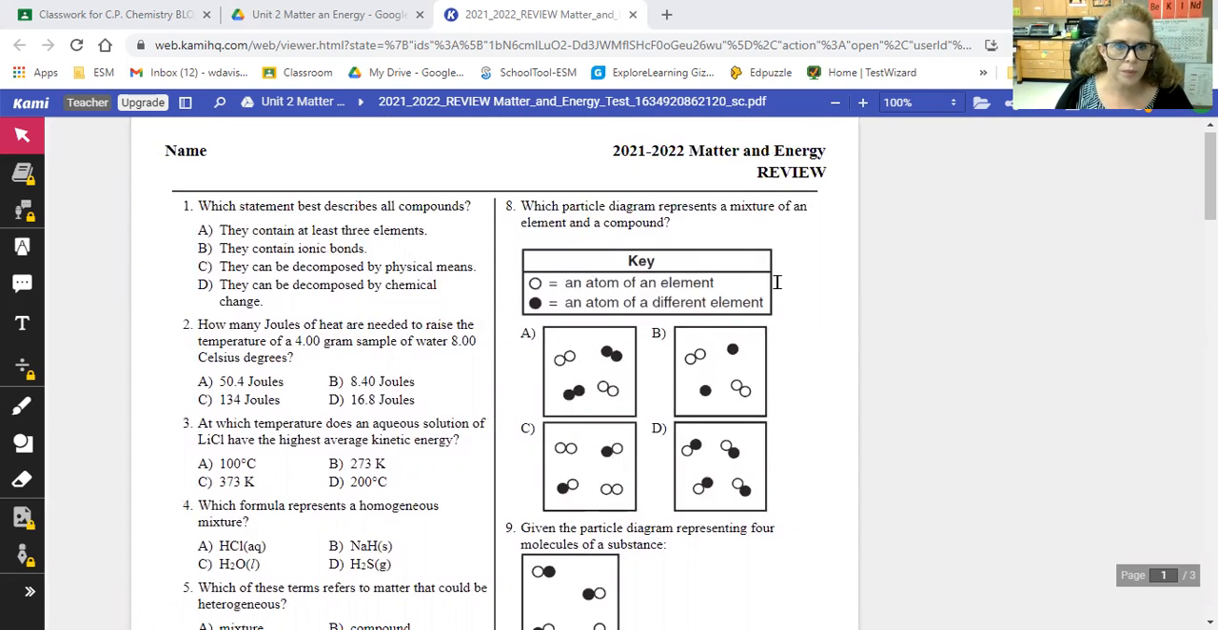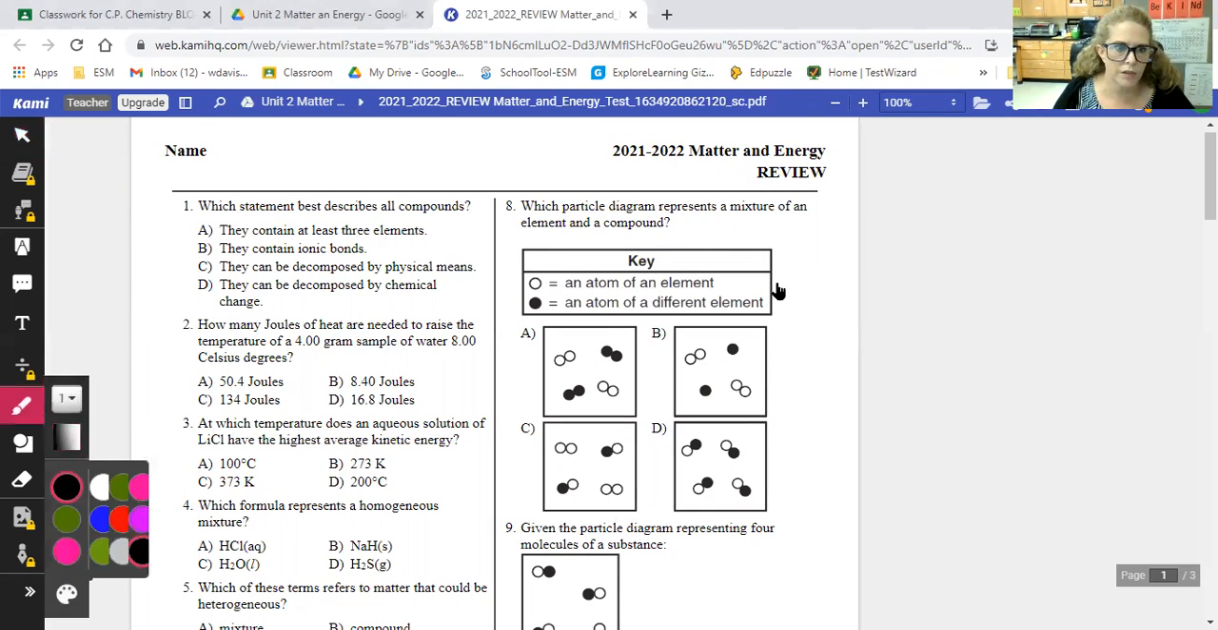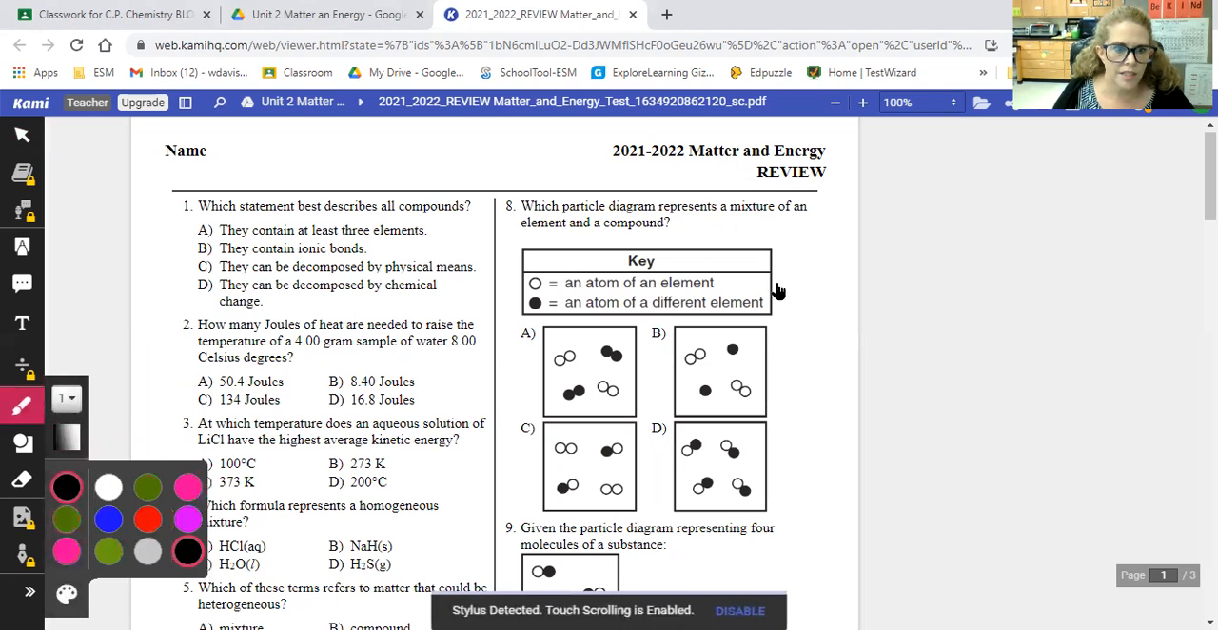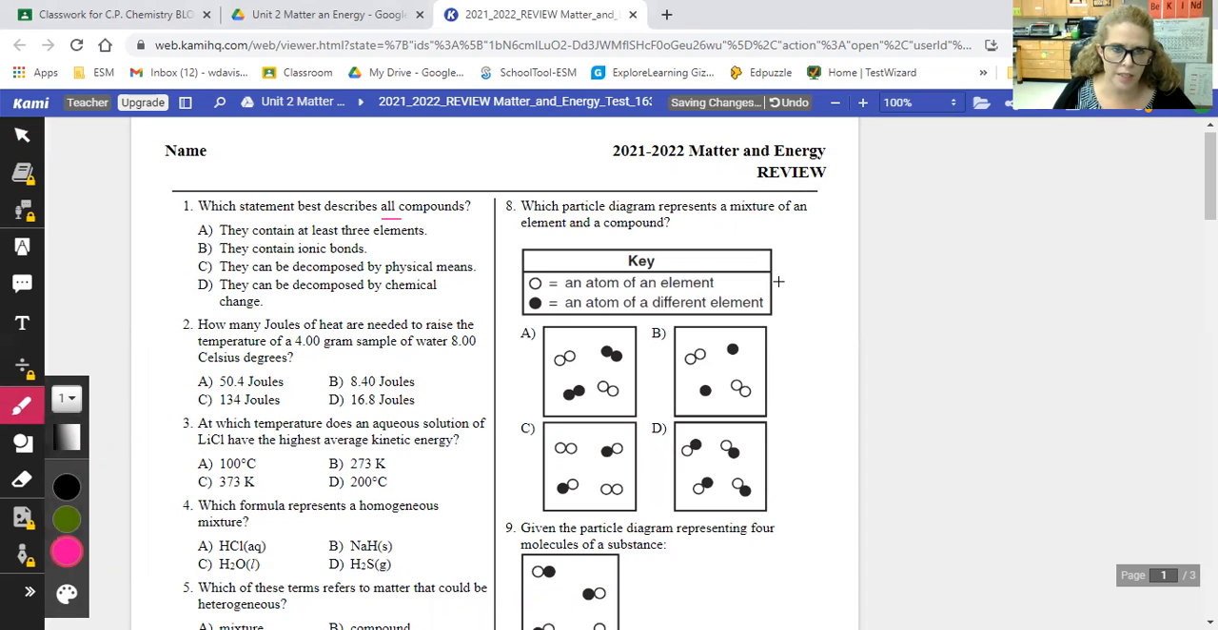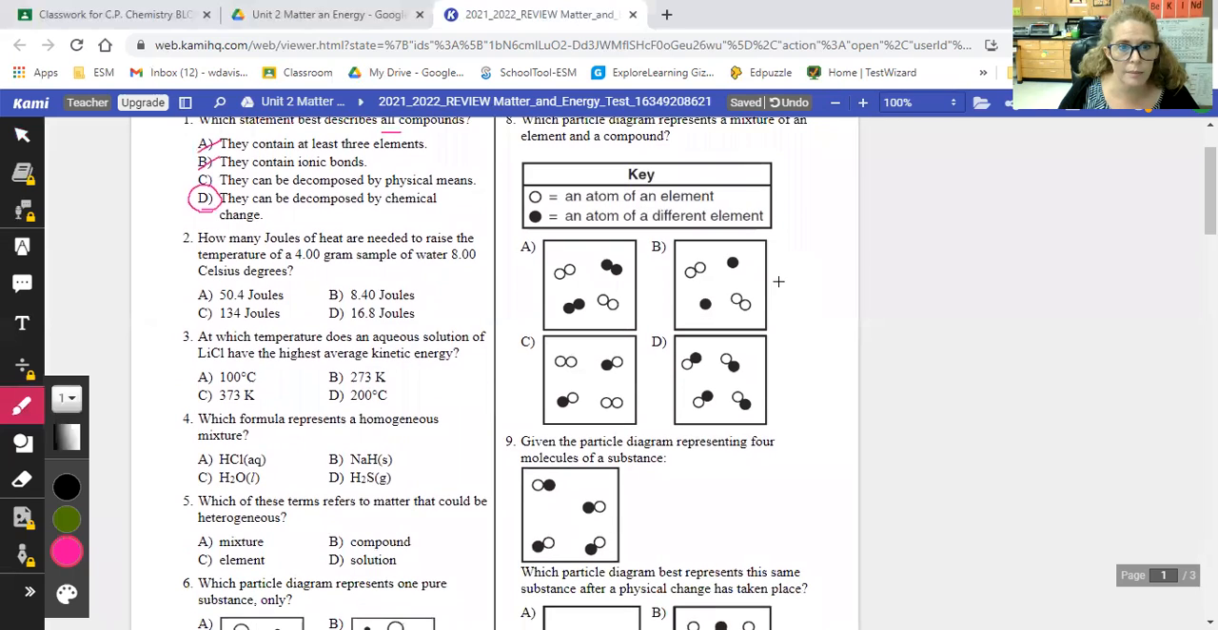So question number 1, which statement describes all compounds? Right, so it says all compounds, so making sure that we're looking at the word all. Let's use purple. All compounds don't contain 3 elements because some contain more than 3 or less than 3. You don't know anything about bonds yet. Can they be decomposed by physical means or by chemical change? Compounds can be decomposed by chemical change, right? We can take a compound and split it down into its elements.